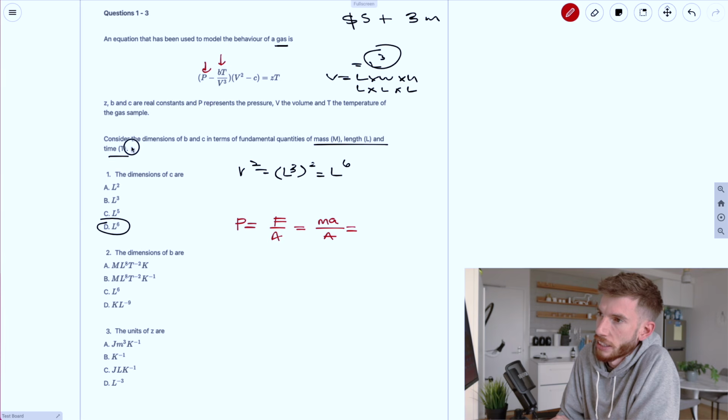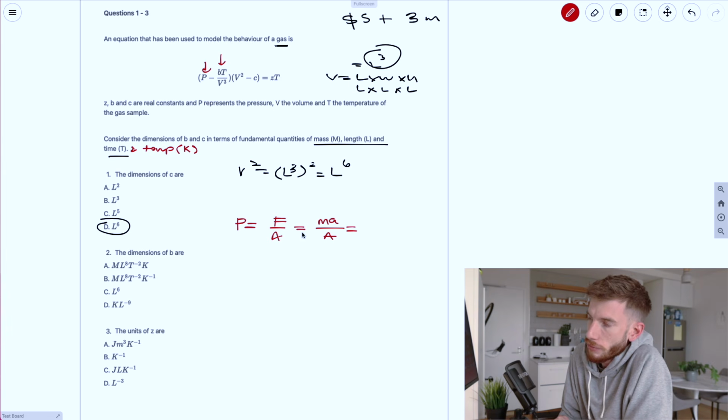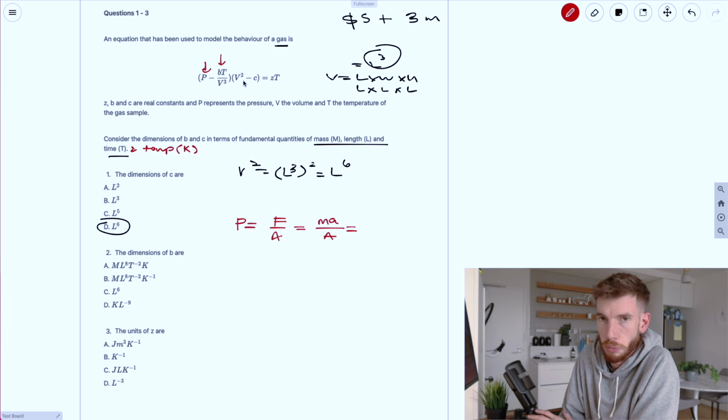What I'm going to do is add in temperature, and we're just going to measure that in Kelvin, even though technically it'd be something else. I realize there's an error in the question, so I'm just going to change that. We're going to have a fourth fundamental dimension. So if we go through question 2, we're looking for the dimensions of B, we can say that the dimensions of P and the dimensions of this fraction should be equal to each other. And then we're effectively going to solve for the dimensions of B.